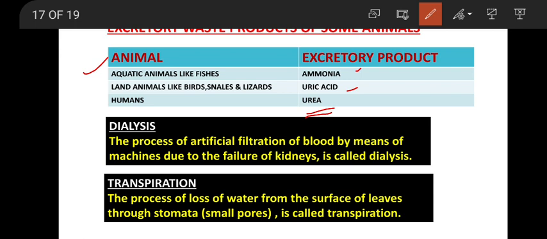Sometimes kidneys will not function properly if you don't take sufficient water, and then people have to undergo an artificial method of purification of blood. We call that method dialysis. Kidney dialysis, you must have heard. It is an artificial filtration of blood by means of machines due to the failure of kidneys. If both the kidneys are not functioning in our body, the blood cannot be purified on its own. At that time we need to visit the hospital once in a week or once in 10 days to make the blood clean from all the waste.